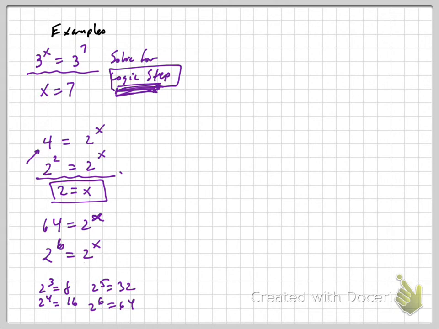So when I erase all those things underneath, because I've written the 64 as, go away.